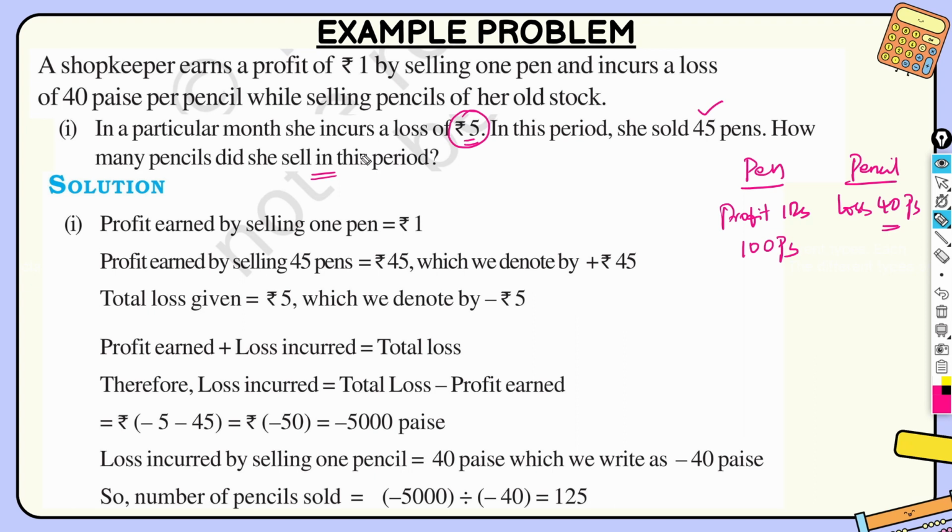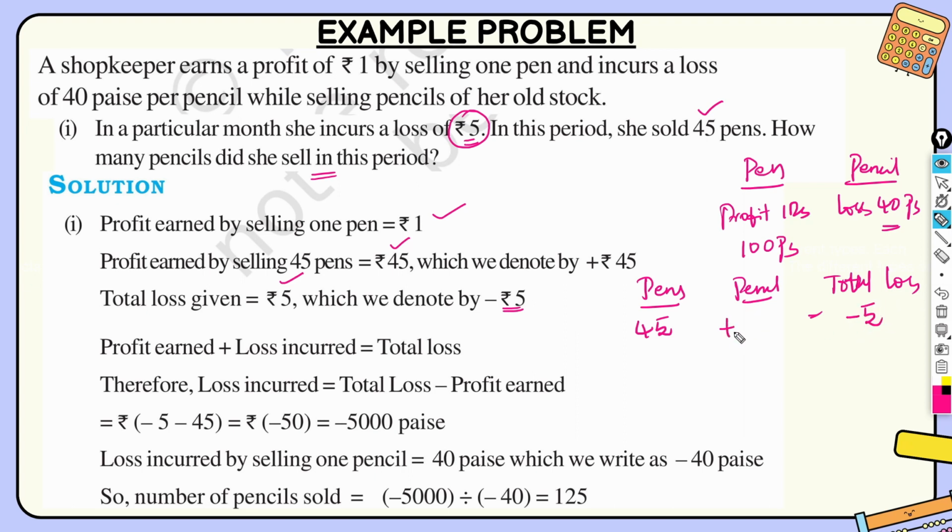5 rupees loss. So the profit earned by selling one pen is rupees 1. So for 45 pens, the profit is 45 into 1, which is equal to 45 rupees. The total loss given is rupees 5. A loss will be denoted by a minus sign, so the loss is minus 5. For pens he got 45 rupees profit, and for pencils he got some loss. So the total business is a loss, equal to minus 5.